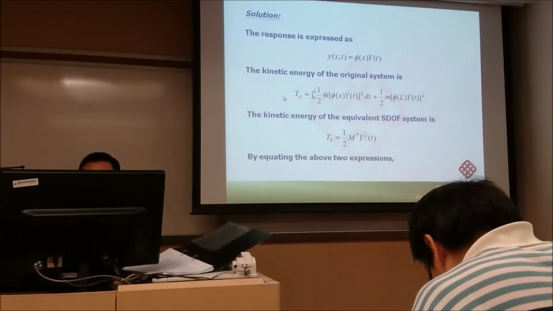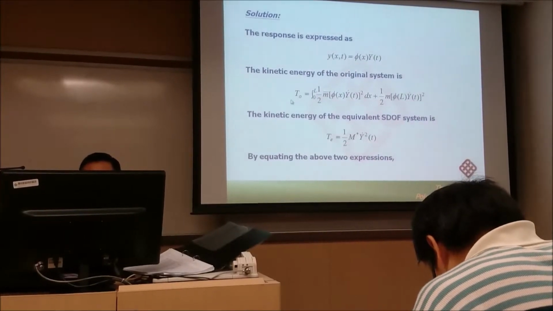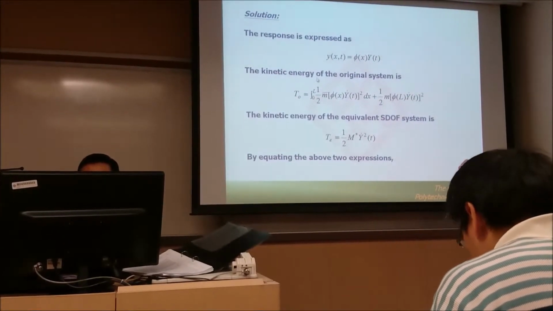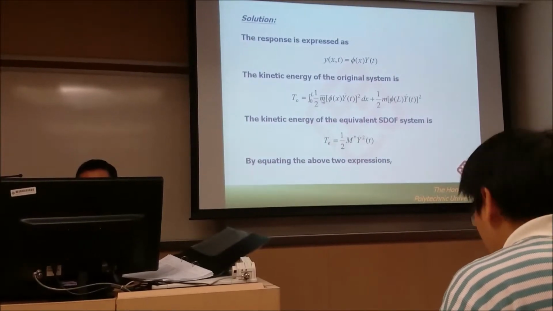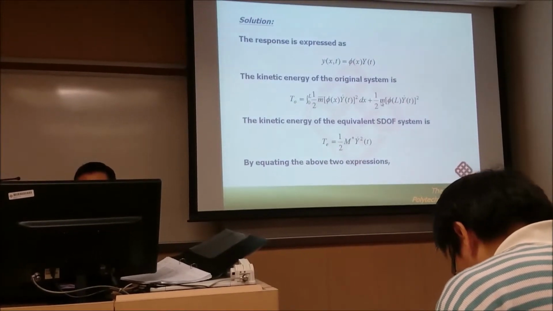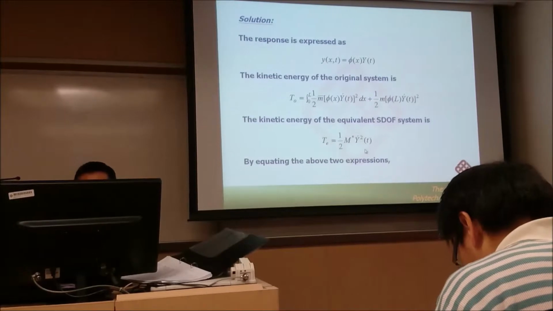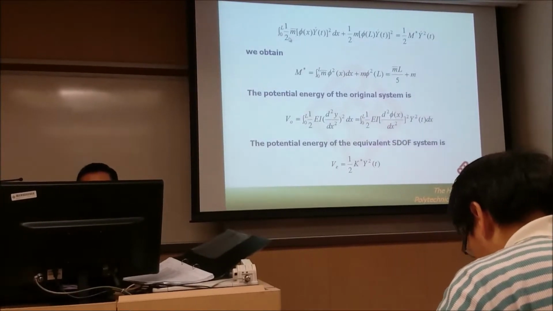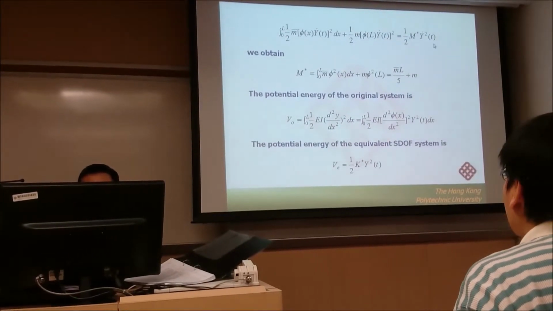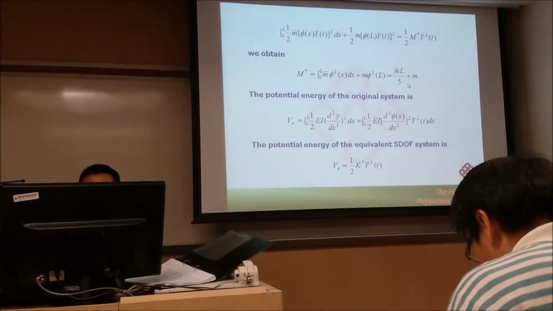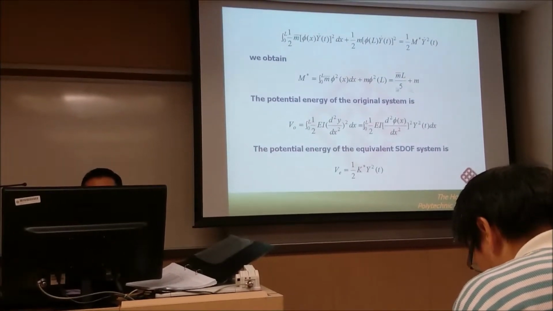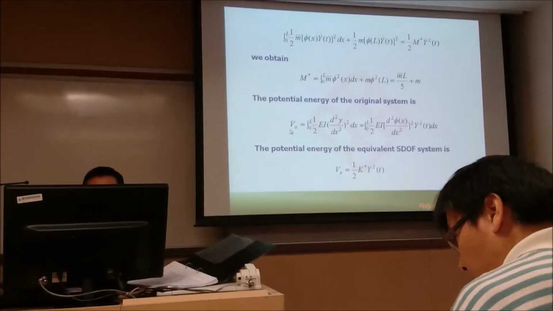And this is the expansion to calculate the kinetic energy for the original system. We have a distributed mass and a concentrated mass, and this is the standard formula. Then, based on the equivalence of these two expansions, we can obtain the generalized mass. And this is the potential energy.